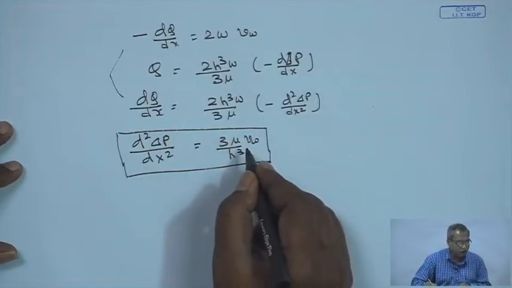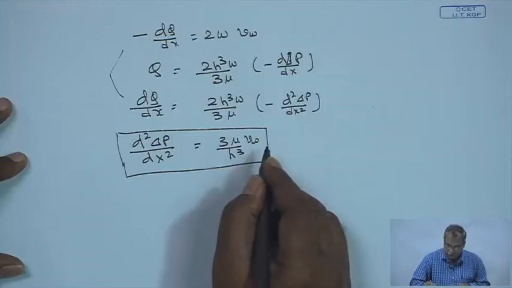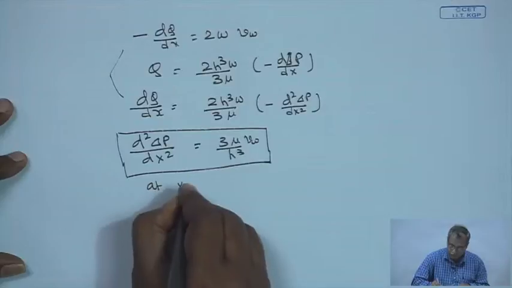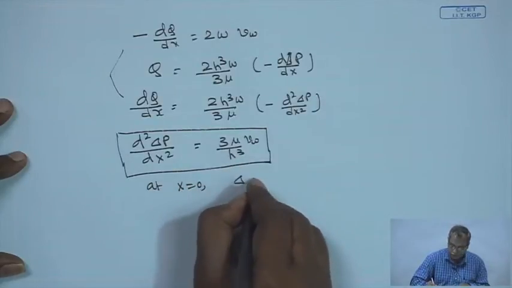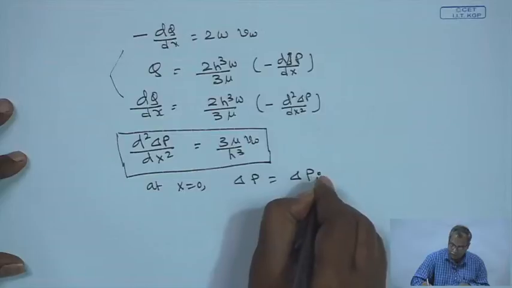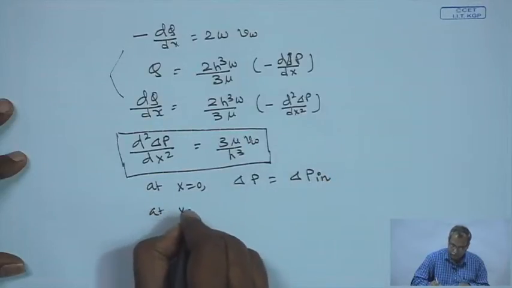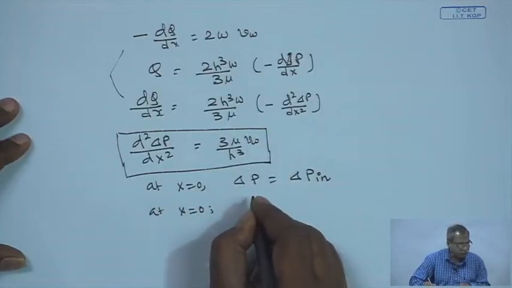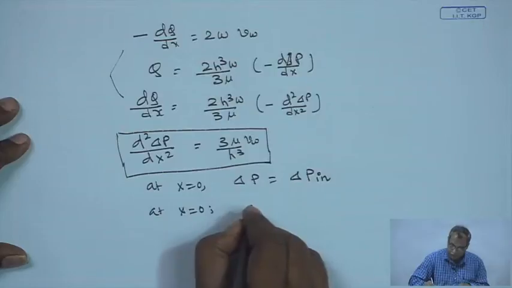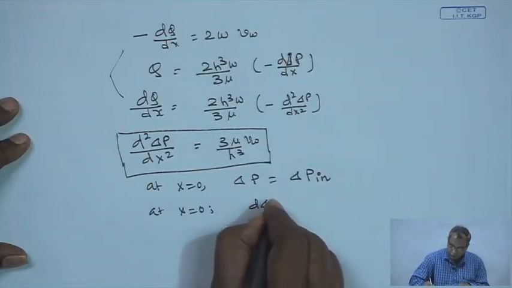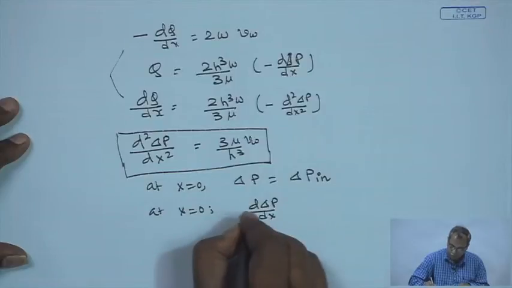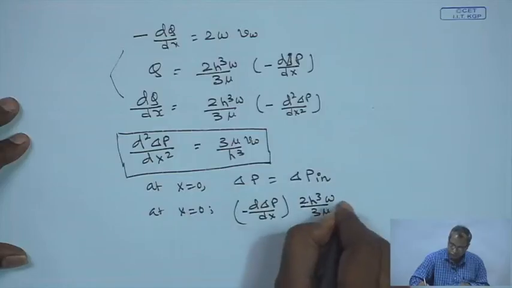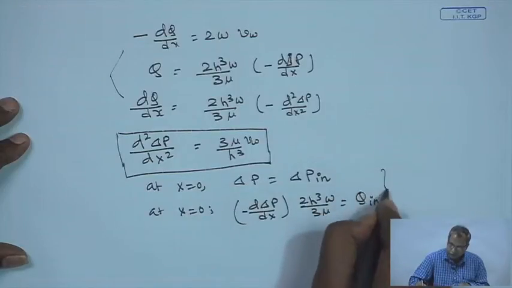This is a second order ordinary differential equation, and you need to specify two boundary conditions to solve this problem. One boundary condition is at x equal to 0. We know Δp inlet, that is, Δp is equal to Δp in, which is known to us. And at x equal to 0 we know the volumetric flow rate going into the system. So dΔp/dx is known to us, because minus 2h³w/(3μ) times dΔp/dx is equal to q in. So these two conditions are known to us.